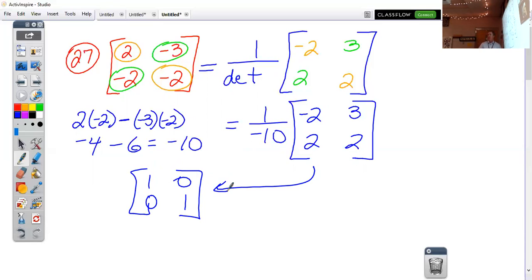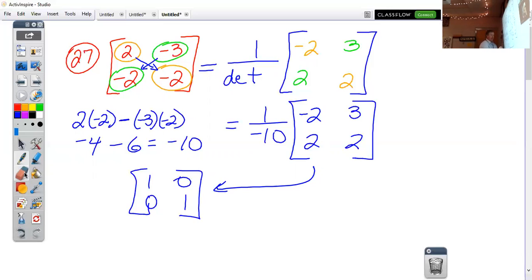Yes, sir. So where did you get negative 2 times 2 minus? Here, I did the determinant like we were just doing. I did 2 times that minus negative 3 times negative 2. Wait, so 2 times negative 2. Why'd you rewrite it then? Because there's 2 steps. You have to find the determinant, 1 over negative 10, and you have to switch these numbers and change these number signs every time. Okay?